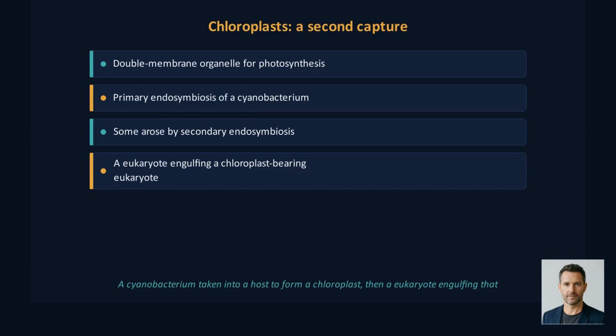But chloroplasts have an extra chapter. Some of them evolved through secondary endosymbiosis, in which a eukaryotic cell engulfed another eukaryotic cell that already contained a chloroplast. That is endosymbiosis nested inside endosymbiosis, a cell within a cell within a cell. The eukaryotic cell, then, is not a single invention but an assembly of captured and refolded parts. Now that we have built one, let us watch it reproduce.